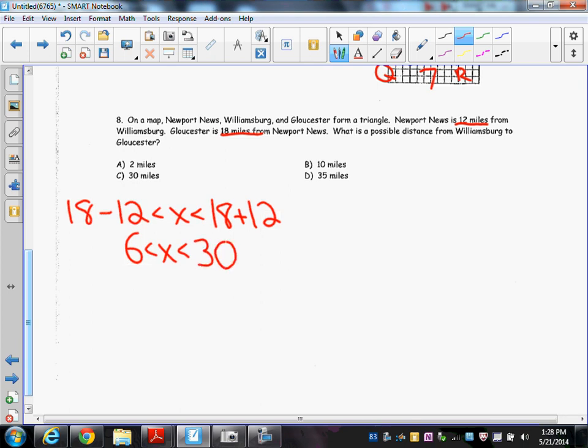So which number here is between 6 and 30? 2 is too small, 10 works, 30 is too big. So remember, it has to be smaller than 30. 35 is too big. So even though 30 doesn't work, 29.99999, that would work.